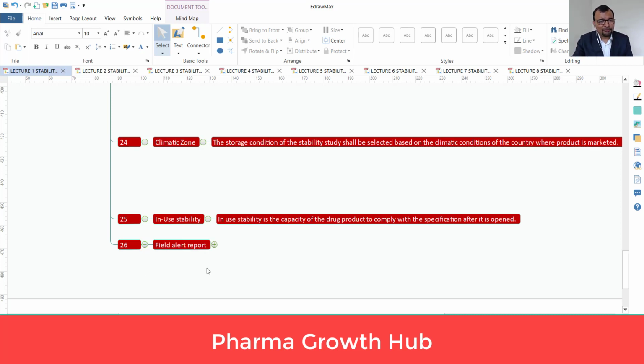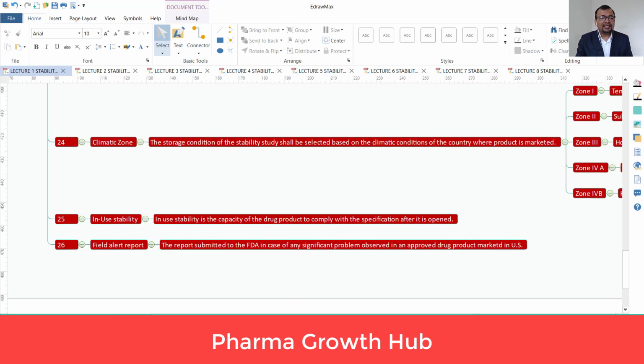The next important point is the field alert report, and here is the definition. The report submitted to the FDA in case of any significant problem observed in an approved drug product marketed in USA. Right? So you have submitted the ANDA to the US FDA, your drug product got an approval, and subsequent to that you have started the manufacturing and you have submitted a few of the batches to the US FDA, right? But during the manufacturing, one of the batches, let us say, is not meeting the dissolution specification, and you have raised an OOS for investigation. And hence, as this product is already in the US market, you must file a field alert report and you must intimate the US FDA. So this is the entire process of field alert report.